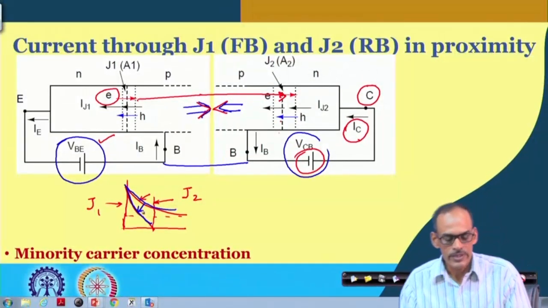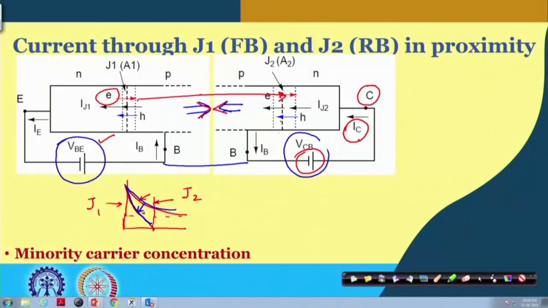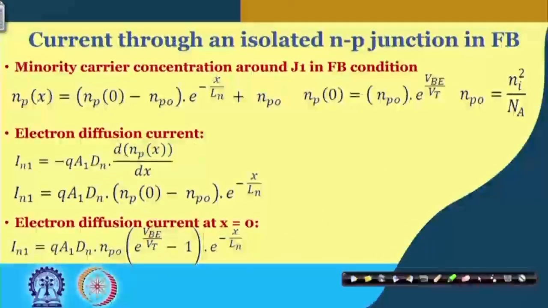Anyway, we will discuss this one, you please think over, and we will continue our discussion in the next class, where we will be moving this J1 and J2 close to each other, keeping J1 forward biased and J2 in reverse bias condition. This is where we are talking about the current, particularly the current carried by electrons.